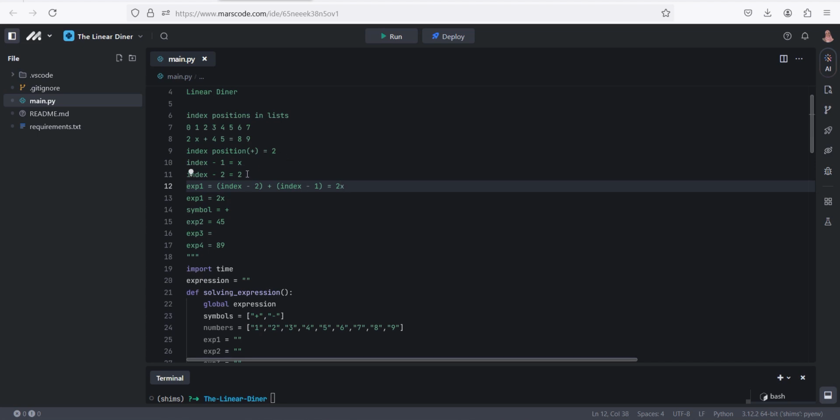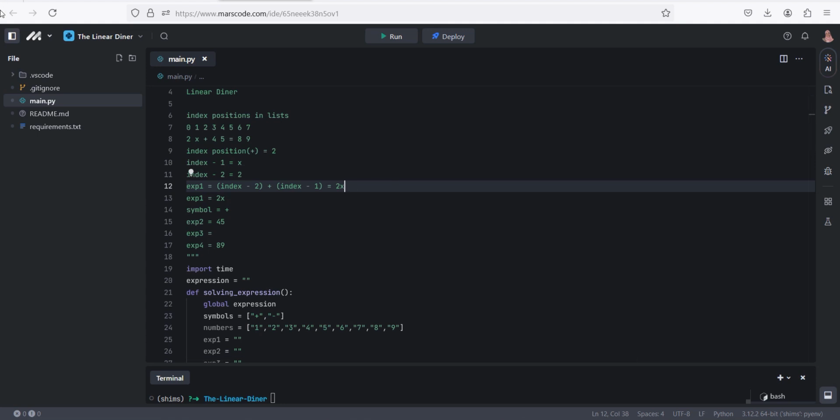You notice that I started with index minus 2. I didn't say index minus 1 first, because if you said index minus 1 first before 2, then you're going to be getting an expression that looks like x2, which is wrong, because you're starting with x first before 2. So this is the reason why I said index minus 2 first and then index minus 1, so I can get 2x, not x2. See? This is what we want.